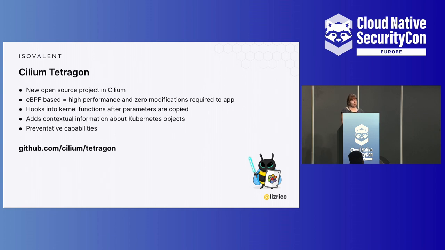It's eBPF based, so it's very lightweight and high performance. It doesn't rely on a kernel that's so modern that none of you are using it. I'm pretty sure that all of you will be using kernels that are compatible with Tetragon. It gives you that contextual information about Kubernetes. And I think most importantly and most excitingly, we can block events before they happen if they're suspicious.